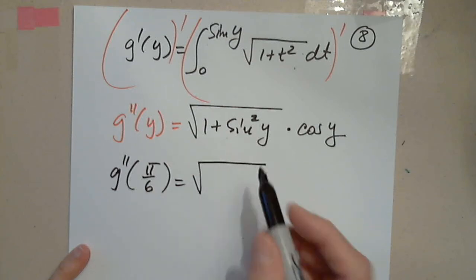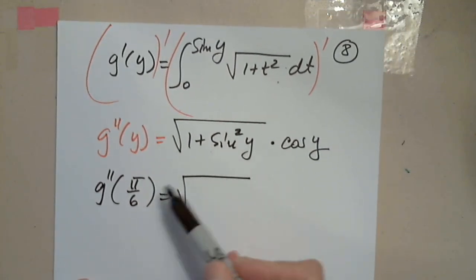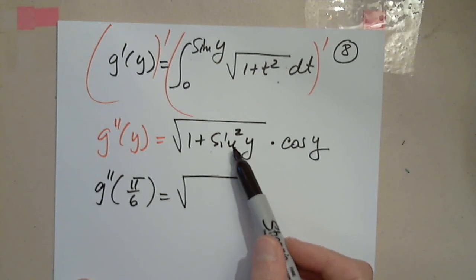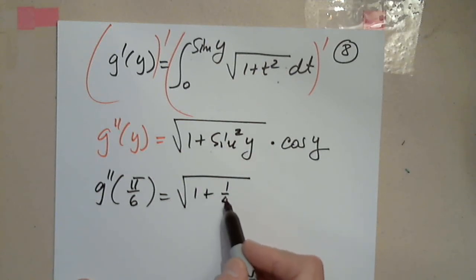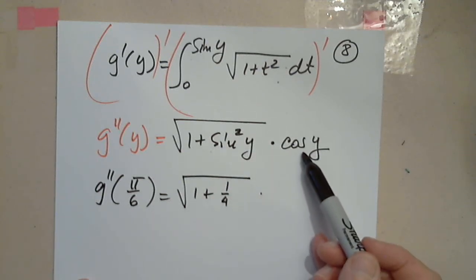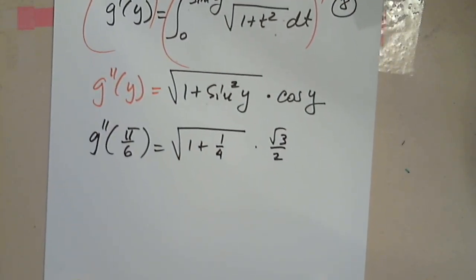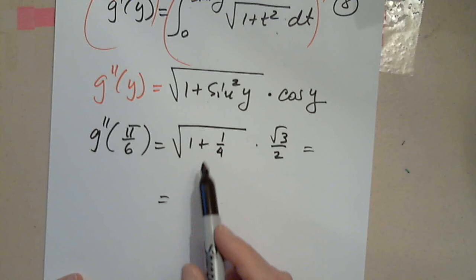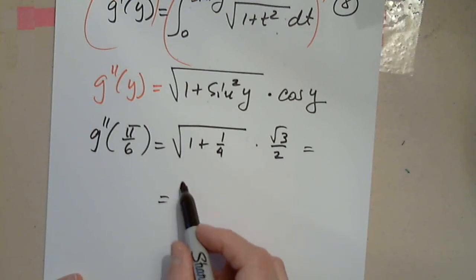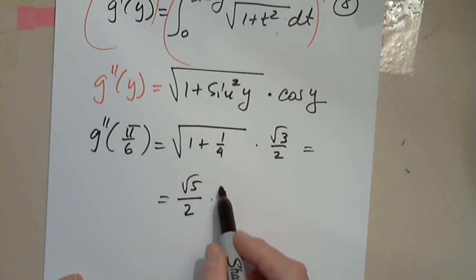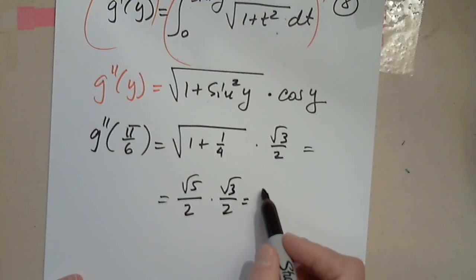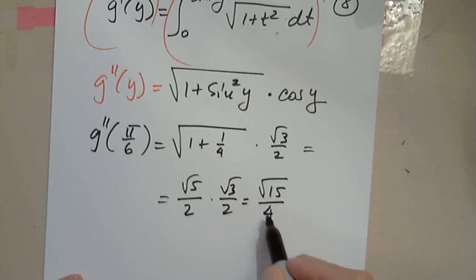So this is the square root. I know that sine pi over 6 is 1/2. So this is 1 plus 1 over 4. I know that cosine pi over 6 is the square root of 3 over 2. So this is 4 plus 1, 5. The square root of 5 over 2 times the square root of 3 over 2. The square root of 15 over 4.